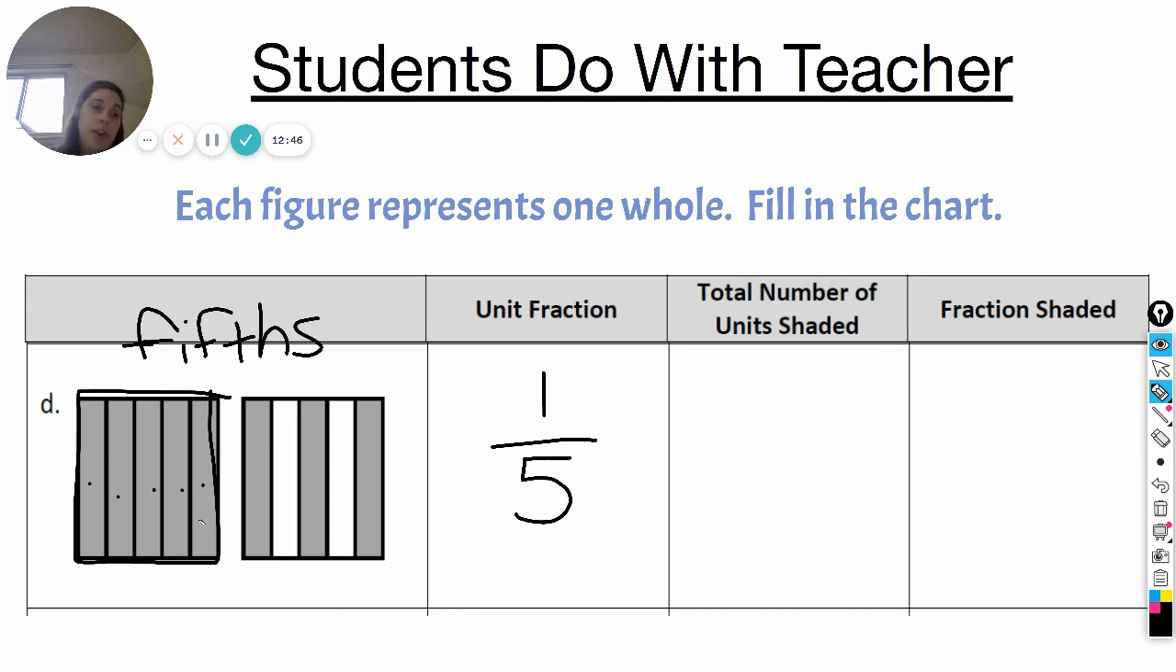Okay, so we should have counted that there were 5 pieces here. So 5, 6, 7, 8. 8 pieces, or 8 of those units, are shaded. Now go ahead and write that as a fraction. How many pieces are shaded over how many pieces each shape is broken into? Go ahead and write that on your whiteboard, and then we'll check your work with mine.